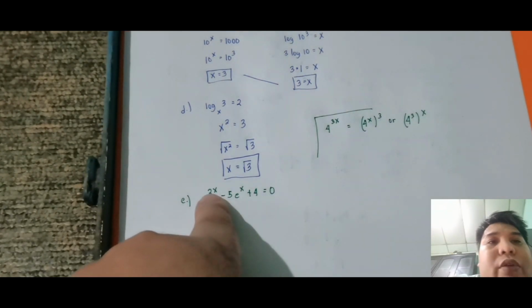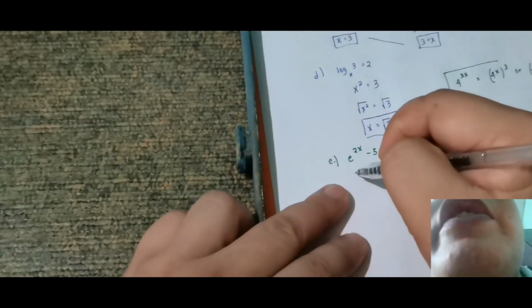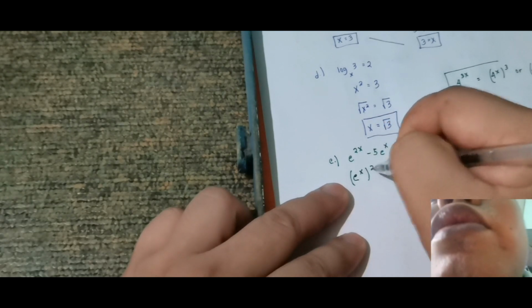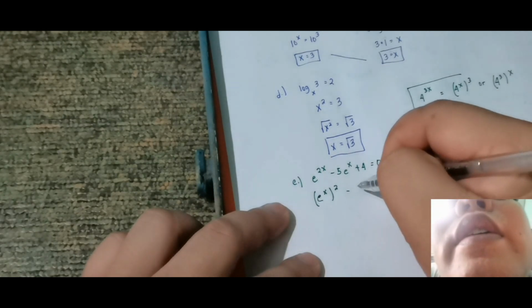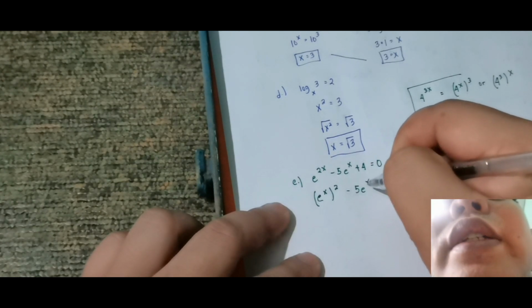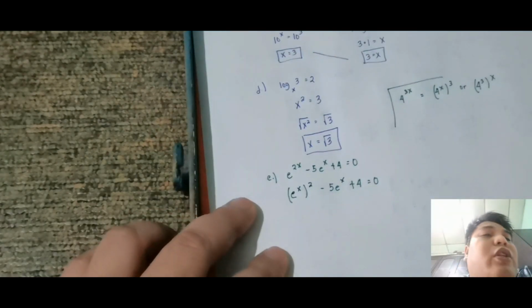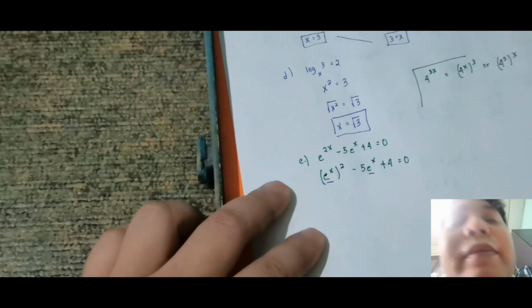So, nakikita mo yung e raised to 2x na yan. So, pwede kong gawin yung ginagawa ko doon. So, dito sa part na to, pwede kong gawin na yung e raised to x na yan, gawin kong raised sa 2. So, same lang naman sila. Okay, then minus 5 e raised to x plus 4 is equal to 0. Ngayon, kung napapansin mo, meron akong e raised to x dito, meron akong e raised to x dyan.